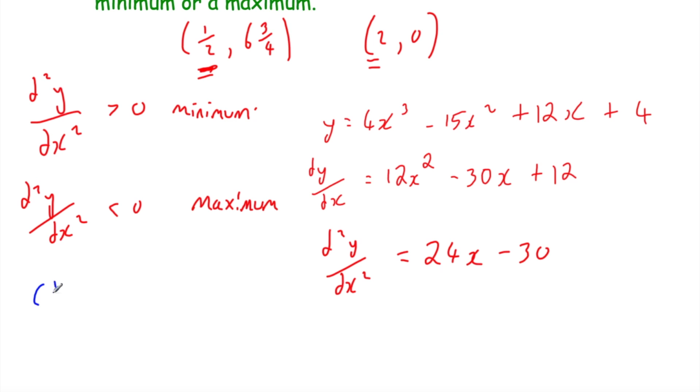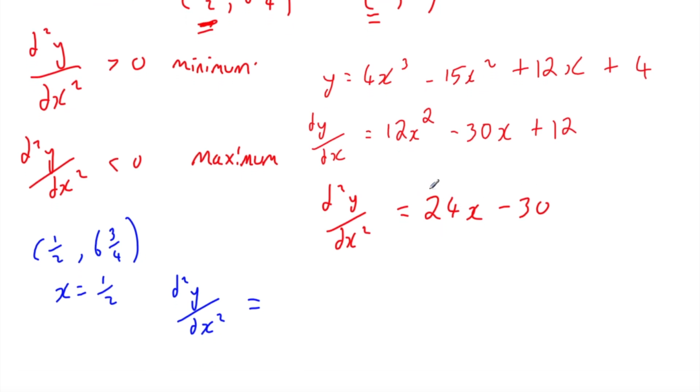Okay, so if we look at the coordinate (1/2, 6 3/4), we know that x is equal to a half. And that means that d2y over dx squared, when we substitute a half into this, what would we get? And again, it's a calculator question, or we can just work it out because it's quite straightforward. 24 times a half is equal to 12. Take away 30 is equal to negative 18. So that means that d2y over dx squared for this first turning point is equal to negative 18. And negative 18 is less than 0, so that means that this is a maximum turning point, which we already talked about. We knew that was going to be the case, but we've now used calculus to prove it.